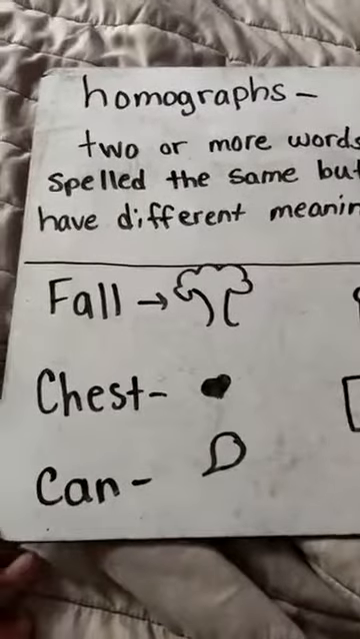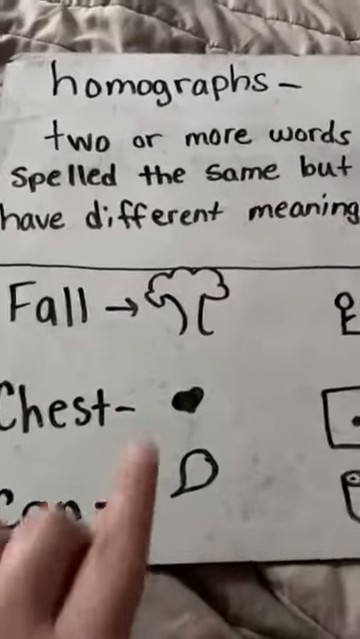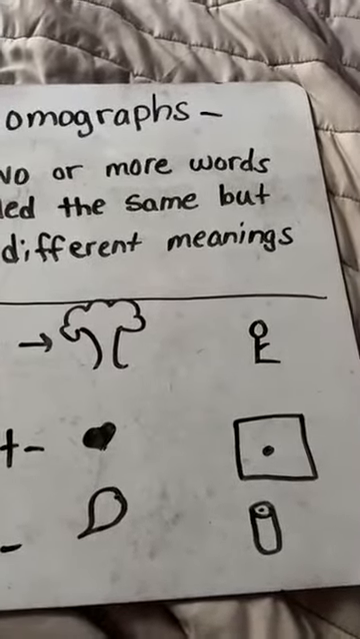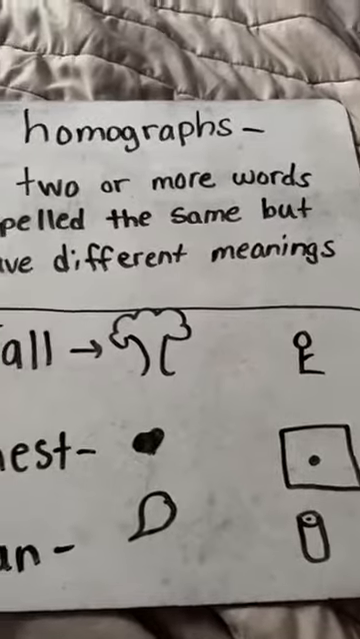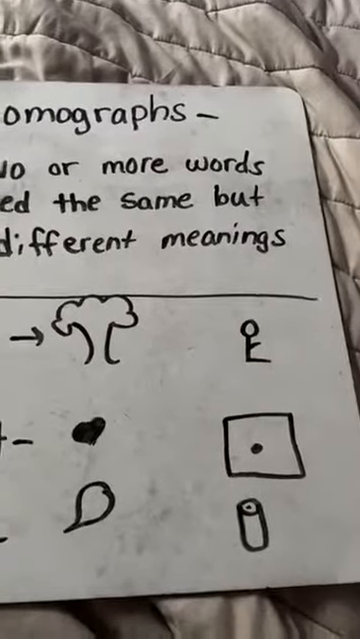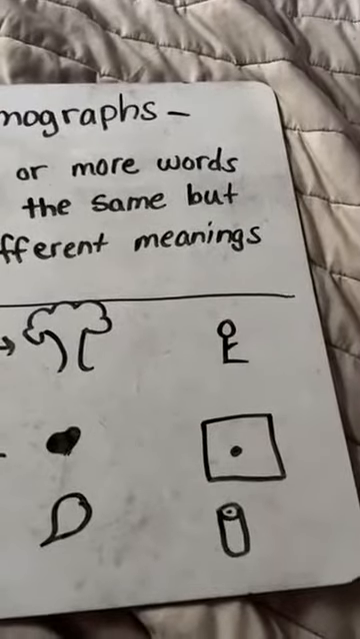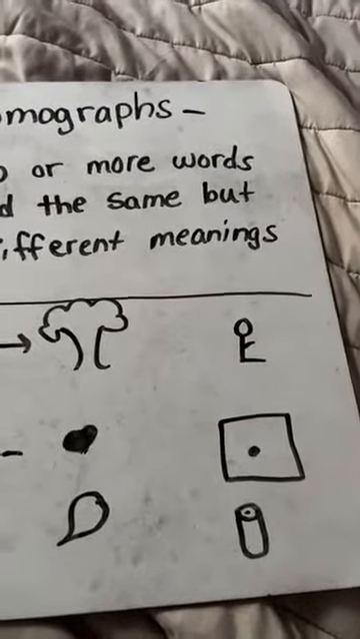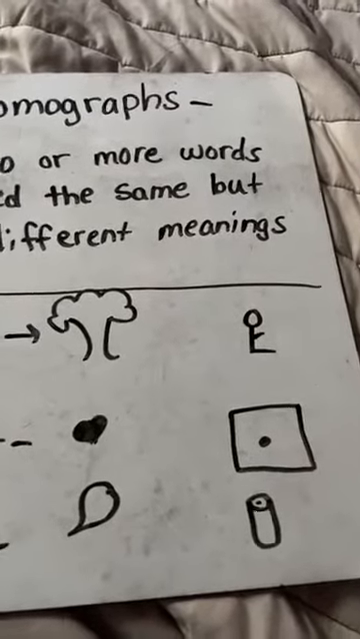The next one that I have for you is chest. I have a picture of a heart and I have a picture of, not the greatest picture, but it's called a chest. So the first one is your heart is in your chest. And the next one means a chest is something that you can store something in. I have a chest downstairs in my basement that holds all of my blankets.